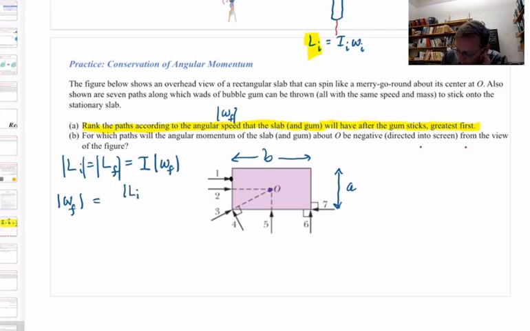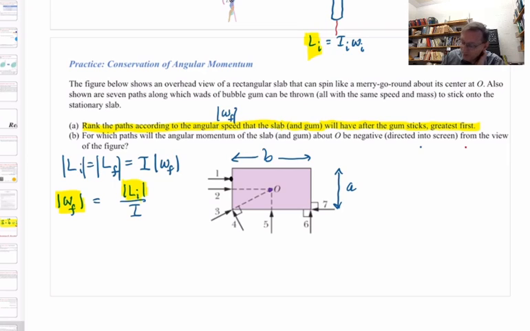All right, so I'm interested in what the omega final absolute value is. So that's going to equal L initial absolute value over I. And since the I is the same in every one of these 7 different little experiments, the way I'm going to rank the omega final values is by ranking the L initials, the initial angular momentum, okay? So in which of the 7 experiments do I have the biggest initial angular momentum? That's going to be the case where I have the biggest final angular speed, the greatest rotational rate. So what I have to be able to do in these 7 experiments is basically rank their L initial magnitudes, largest to smallest.